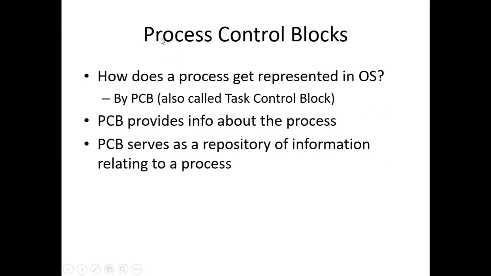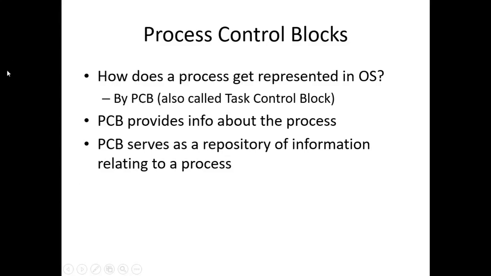So the next topic is about the process control block. We know that a process has four components in memory, but how does a process get represented in the operating system? To represent a process in the operating system, we have something called the PCB, which is nothing but the process control block. In batch systems, you would also call it a TCB, task control block.